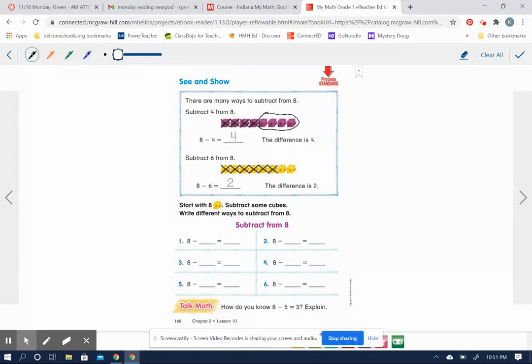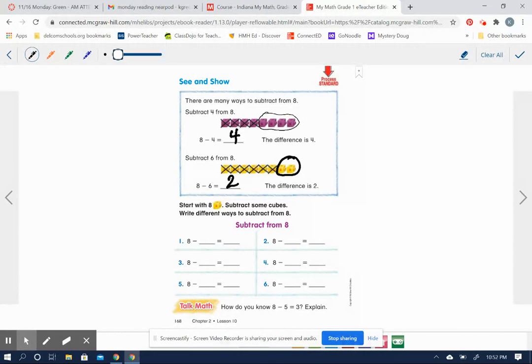I'm going to make my pen a little bit bigger so that you can see it. Boy, that page is jumping around. Okay, so the difference is 4. Remember, the answer to a subtraction problem is called the difference. Now we're going to subtract 6 from 8, because that's another way that we can subtract from 8, to take 6 away. So they put 6 X's, and how many are left? 2. Yes, the difference is 2. 8 minus 6 equals 2.